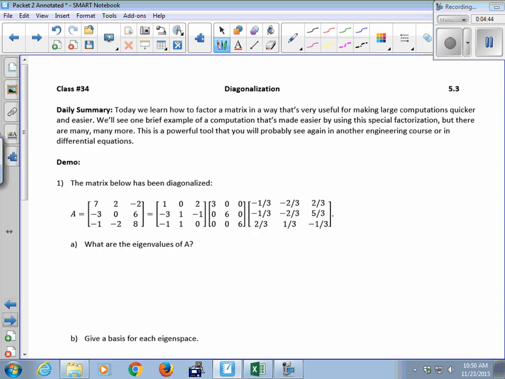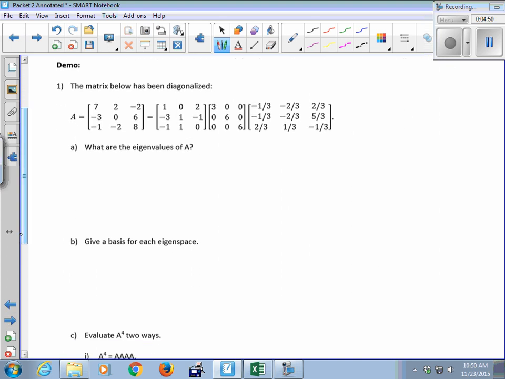Okay, so let's do some examples with diagonalization. So I've already diagonalized this matrix A here. So I've rewritten A as an invertible matrix P times a diagonal matrix D times P inverse. So all the work of breaking it down into PDP inverse has already been done. All right, so what are the eigenvalues of A?